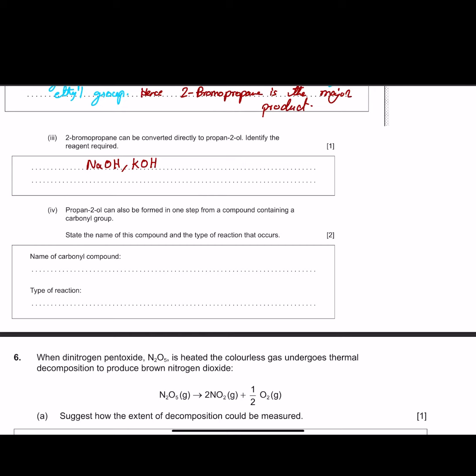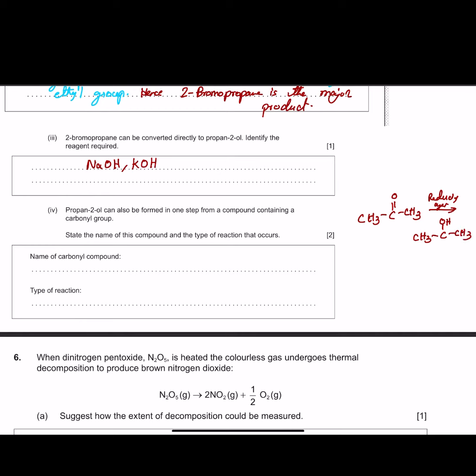So in part 4, it said that propan-2-ol can be formed in one step from a compound containing a carbonyl group. State the name of this compound and type of reaction that occurs. Now, carbonyl group means a ketone or an aldehyde. So propan-2-ol is a secondary alcohol, and we know that only a ketone, on reduction, will give you a secondary alcohol. So the ketone will be this. If you put a reducing agent, you will get this alcohol.